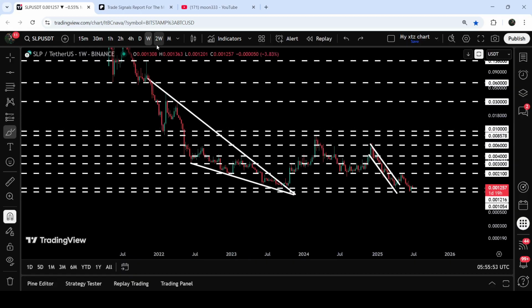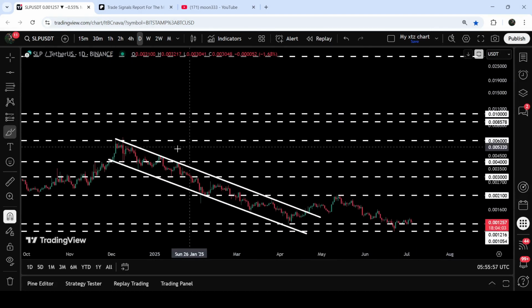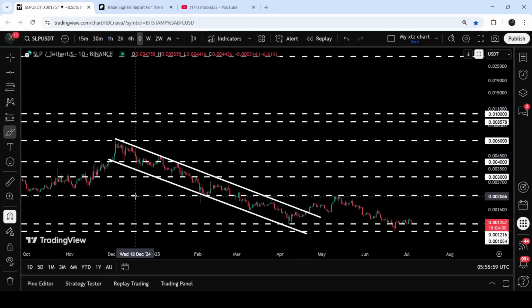And now recently, if we take a look at the daily time frame chart, then you can see that the price on SLP has broken out of a down channel. And after the breakout, it was rejected by this resistance of $0.0021 and has now dropped down again.